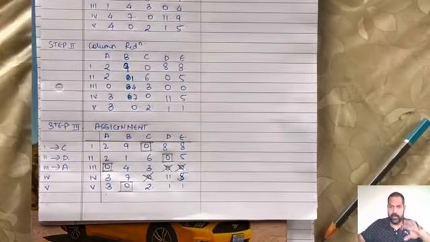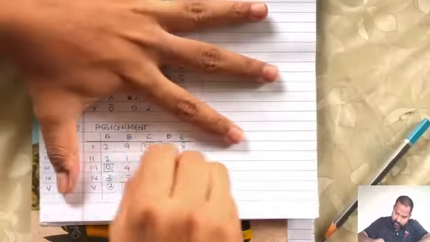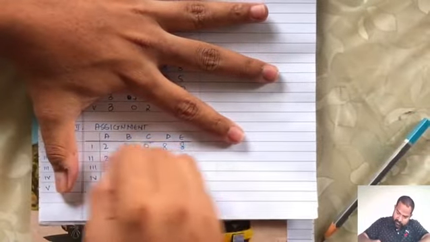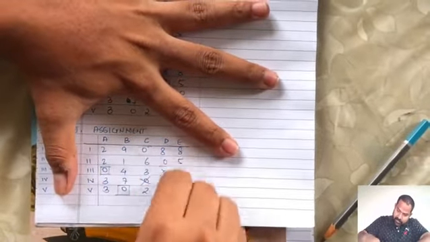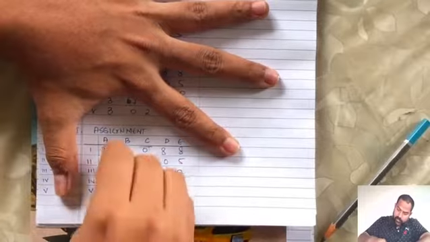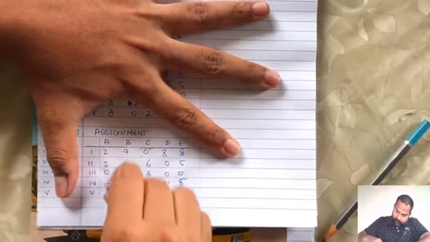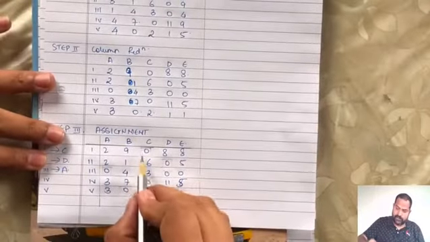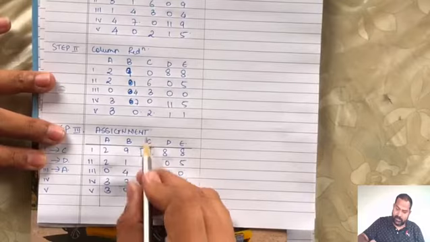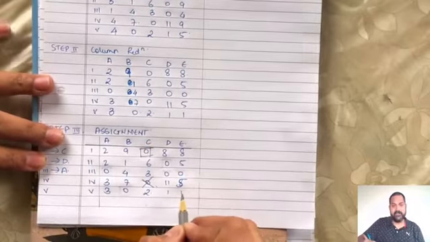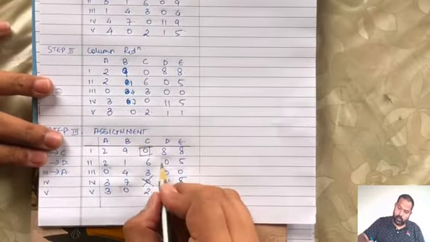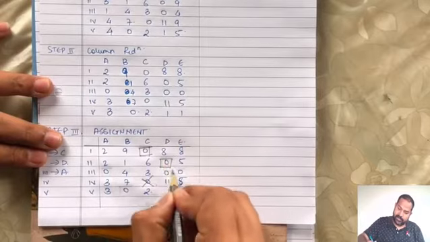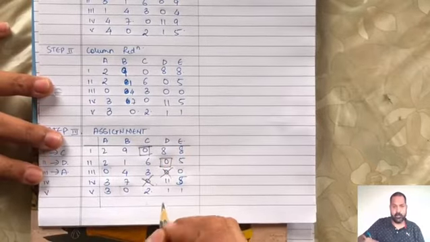Okay, let me do one thing. Let me see if I've made a mistake anywhere. I've already done this twice, but still, let me be doubly sure. Row wise, exactly 1, 0. Mark it as an assignment. Cancel every zero in that column. Row wise, exactly 1, 0. Mark it as an assignment. Cancel every zero in that column.